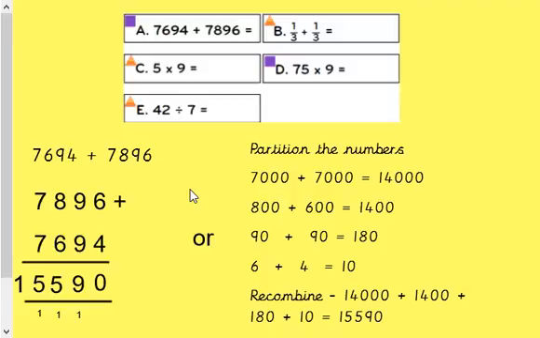Now, if you wanted to check in your head, give yourself a rough idea, an estimate, of what the answer might be, you could look at these numbers and round them up to the nearest 1,000. Both of them would be rounded up to 8,000. So if we doubled 8,000, we'd get 16,000. And we can see then that that is not too far away from our answer. So that's a good way of checking that you're in the right ballpark with your answer as well.